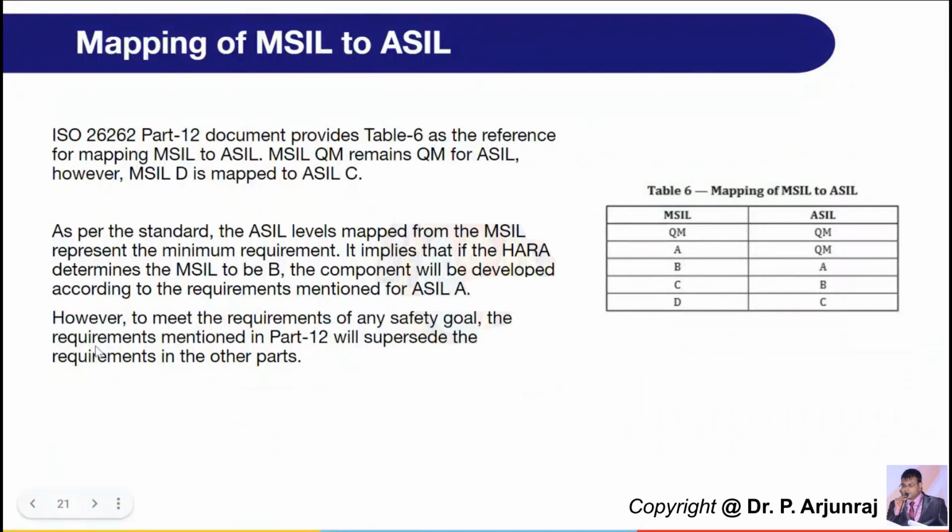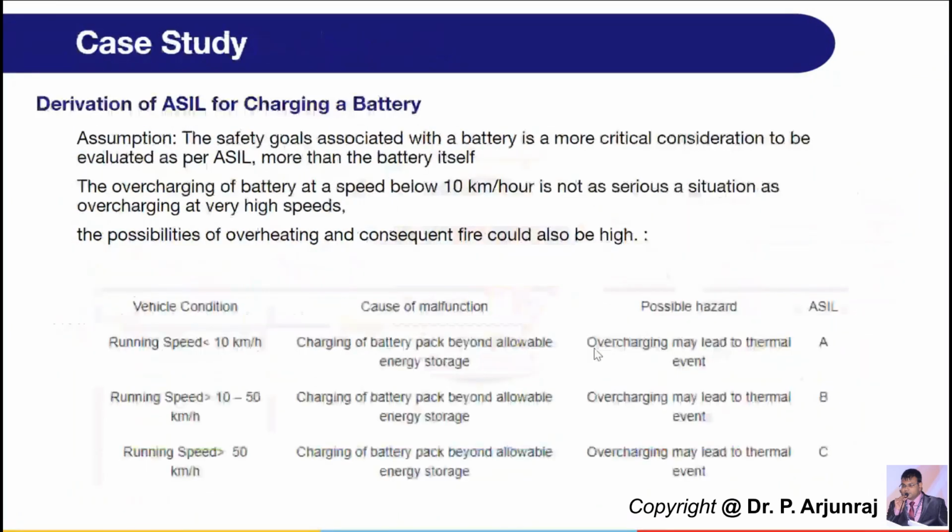But again, to meet the requirements of any safety goal, the requirements mentioned in Part 12 will also supersede the requirements in other parts. This doesn't mean that you should follow only Part 12. The other requirements in the other parts should also be considered when you're going for this mapping or for development of the safety aspects.